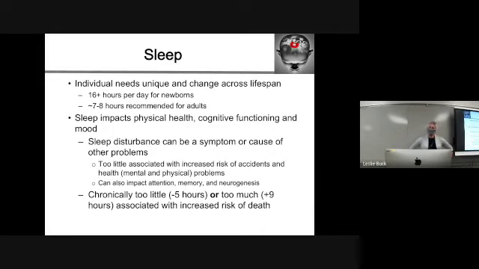We also have like a rough statistic. If you're sleeping too little, less than 5 hours, you have an increased risk of death, mainly due to accidents. Heart attacks is another common cause of death. If you're sleeping too much, more than 9 hours, it's also associated with an increased risk of death.